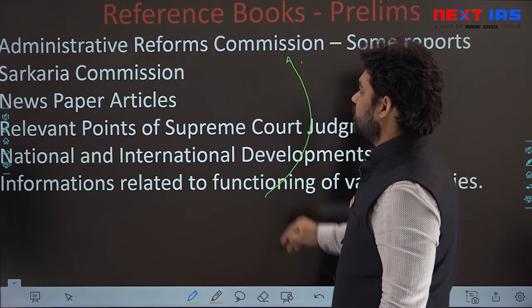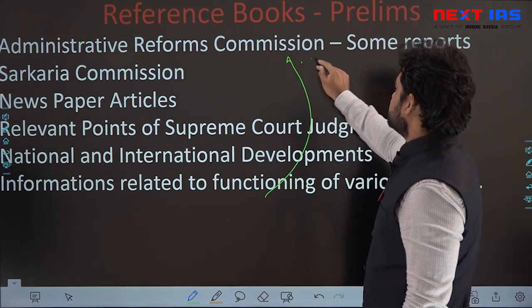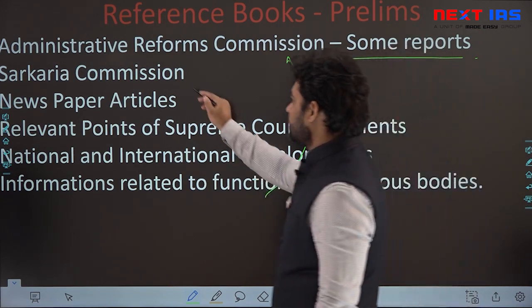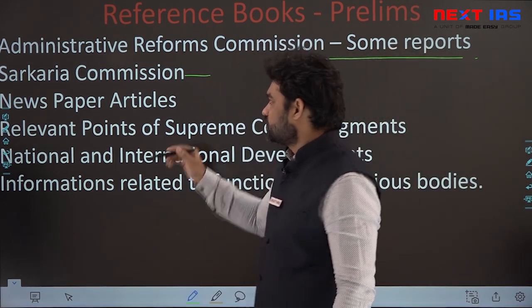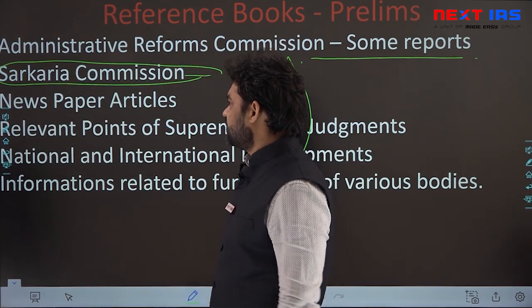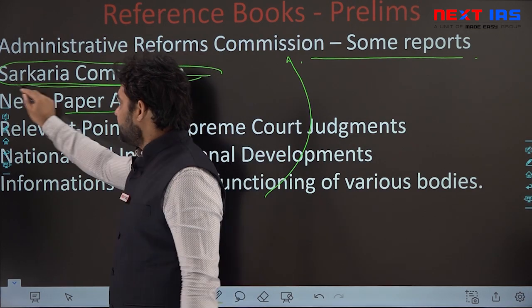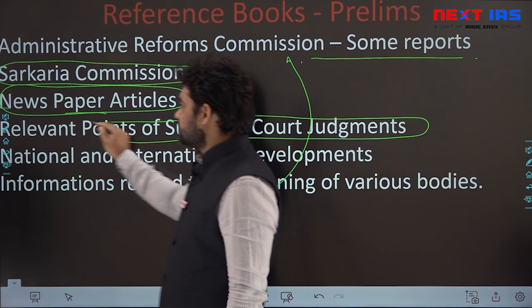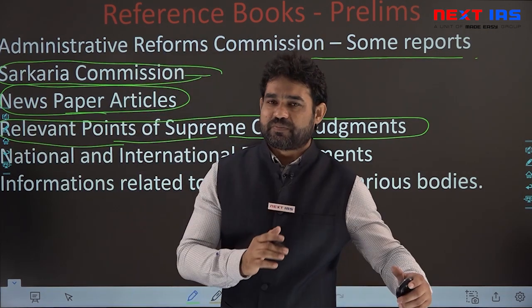Along with this, other material which will really help you from the civil services main examination point of view includes the Administrative Reforms Commission and some related reports, the Sarkaria Commission, and the M.M. Punchhi Commission. If you study the Sarkaria Commission recommendations, they take many facets into consideration. Newspaper articles are very significant for you, and so are relevant points of Supreme Court judgments. We have seen a number of recent judgments coming, and similarly there are past judgments.